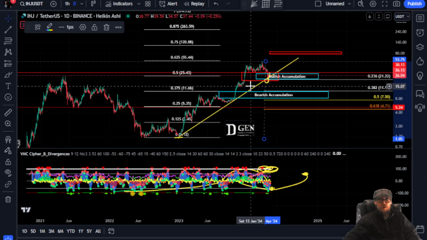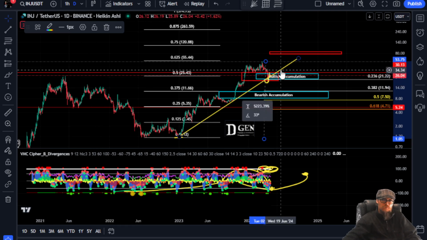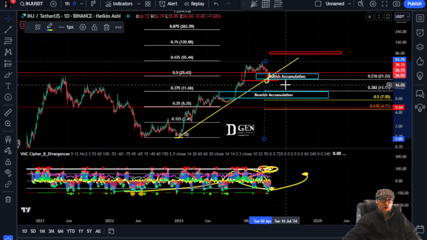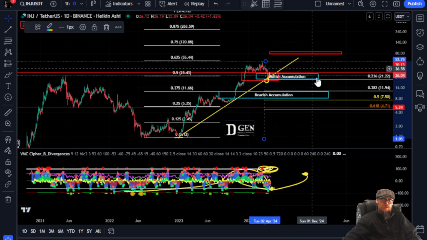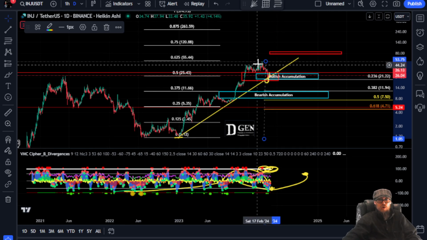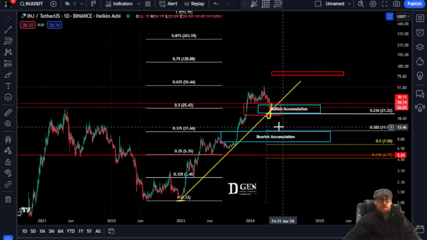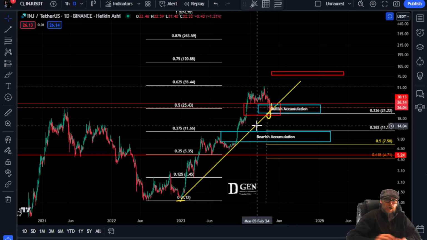Let's say this low right here, it is $15. Let's say we come all the way down to $15. That's a very strong pullback, and we could range on. Looking at this chart, look at this whole push up. June 20th is where? Right there. It's not even that far away. So that's what I'm looking at on INJ.